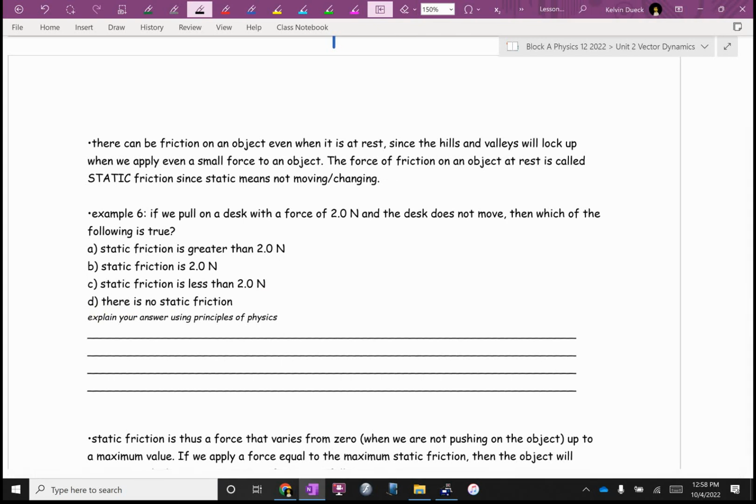Once again, I think we're going to vote. How high you hold your hand up is how sure you are of the answer. So if we pull on a desk with 2 newtons and the desk does not move, which of those statements is correct? Who says, Mr. Dewick, it's obviously A. Friction is bigger. That's why the desk isn't moving. A. Really? This is interesting. Who says, no, B. Static friction is exactly 2 newtons?